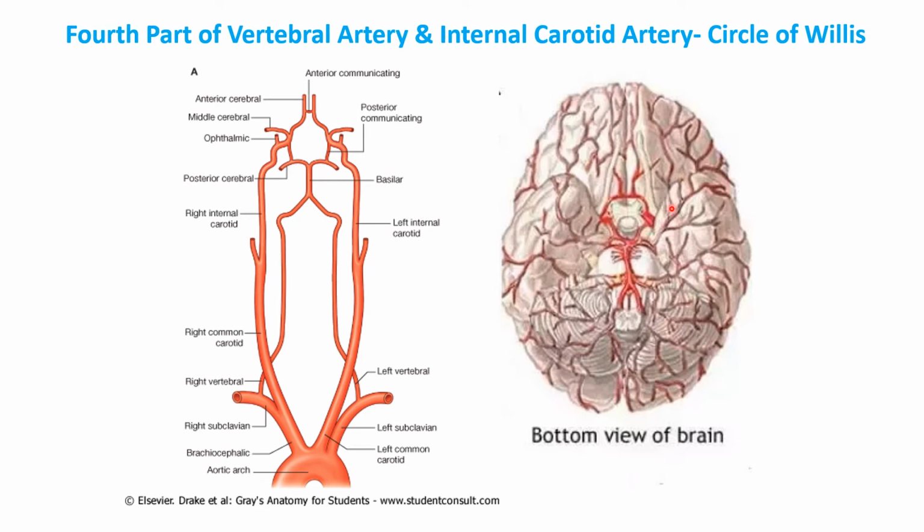It does this by participating in what is known as the circle of Willis, which is present on the ventral aspect of the brain, formed by the fourth part of the vertebral artery and branches of the internal carotid artery. If you remember, the internal carotid artery entered the skull via the carotid canal. So now these two join to form an anastomosis, the circle of Willis, with the help of which they supply the brain, which you will be doing in detail in neuroanatomy.